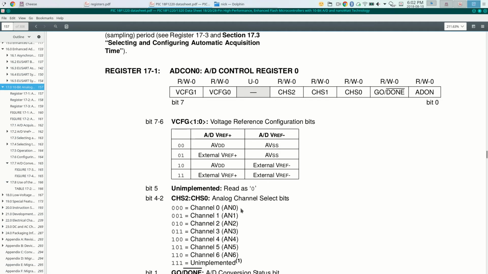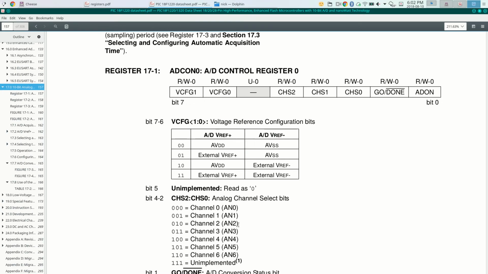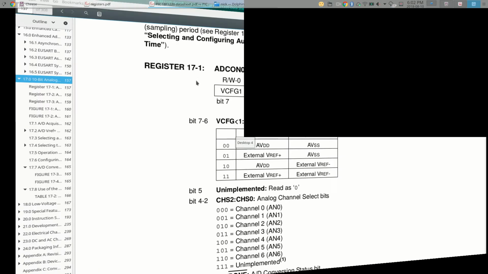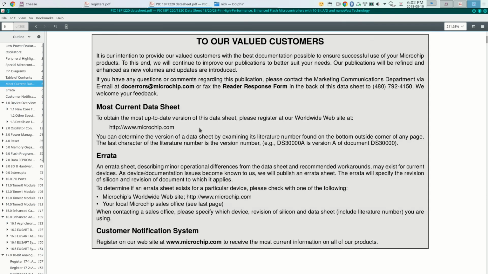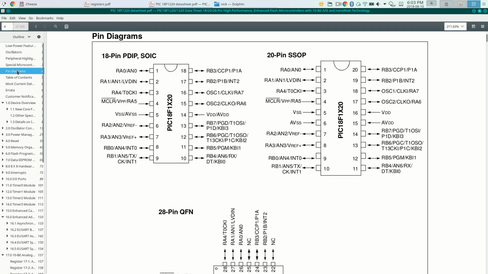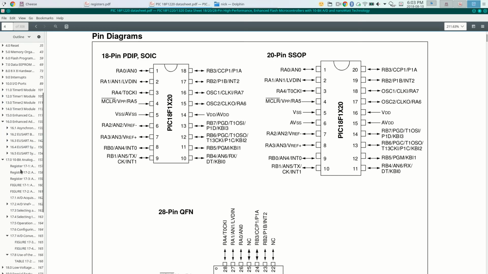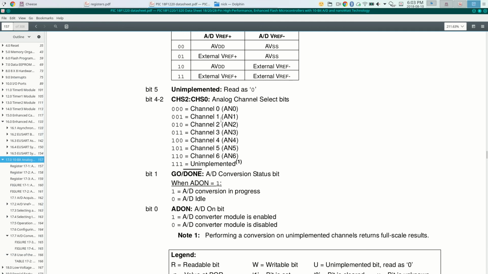And these are labeled AN0, AN1, AN2, and those are simply pins on the outside of the chip. So if you look at the pinout of the chip, right, here's AN0, here's AN4, 3, 2, and so on. So we can hook up voltages to all those different pins, and then we get to choose in software which one we want to actually read. So that's what the channel select bits specify.